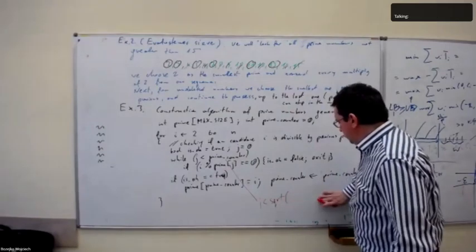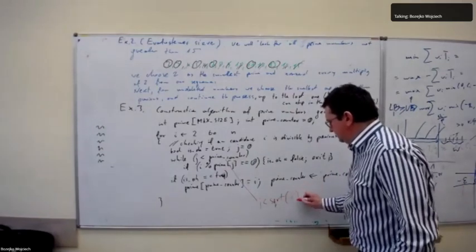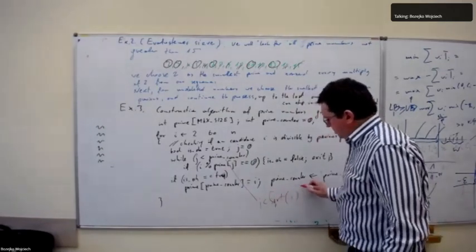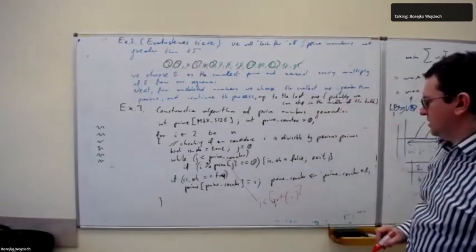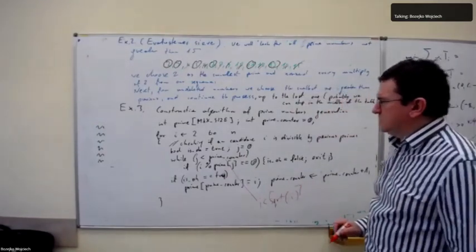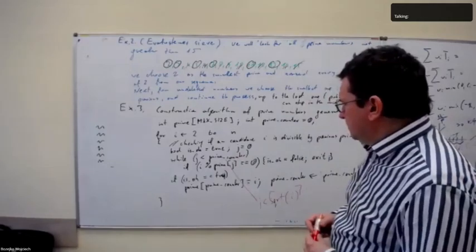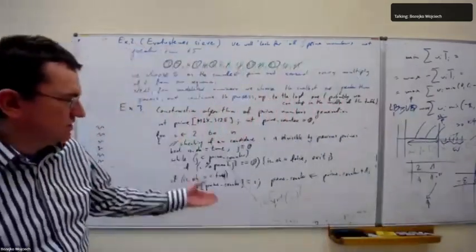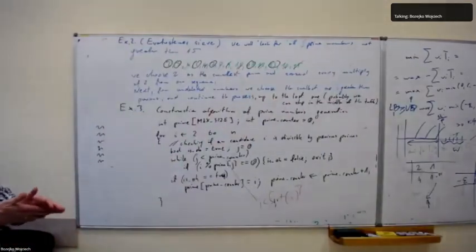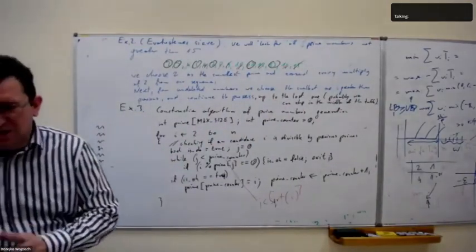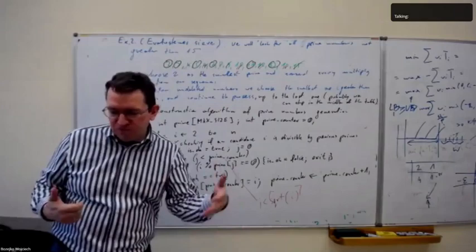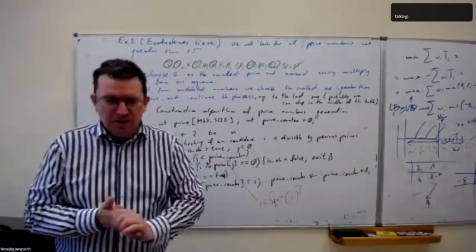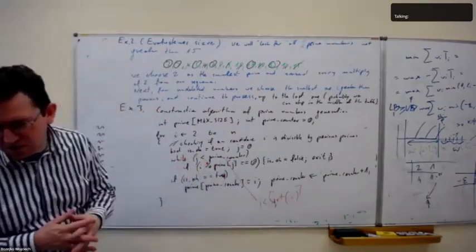Sorry, up to square root of I. But we have to take here a floor, a ceiling. So this is just a proposition. Of course, this algorithm can have some errors, but the idea is to try to divide by previous primes. Do you have any questions or remarks about this approach?